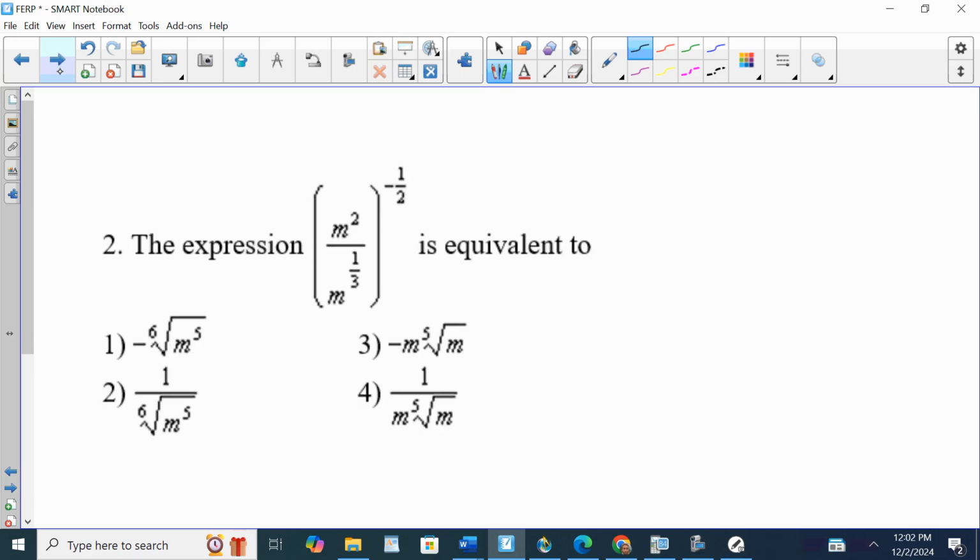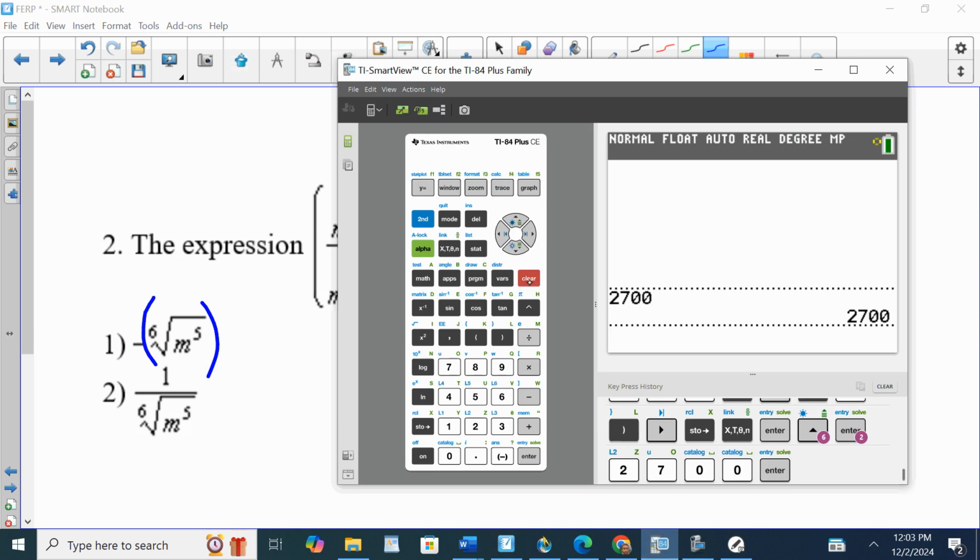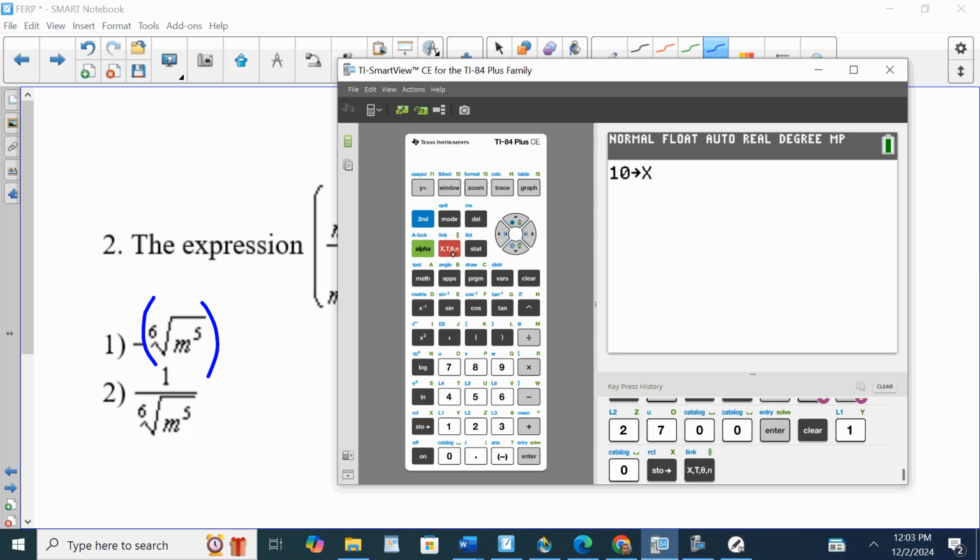Let's do number 2 because there's a little twist. If you have something in front of the root, put the root in parentheses. Put the root in parentheses. Other than that, we're going to store values for x and y. I always go 10 for x and 15 for y. To access y, alpha 1.